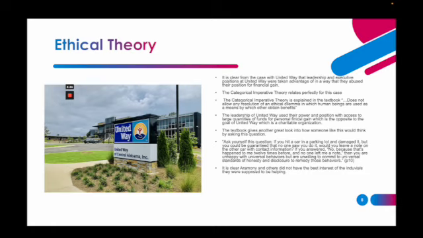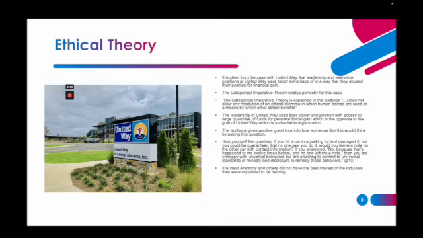Ethical theory. I mean, it is clear from the case with United Way that leadership and executive positions at United Way were taken advantage of and abused their position for financial gain. So Aramoni, the chief financial officer, who was indicted on all those crimes, clearly used their position in an improper manner. The categorical imperative theory relates to this perfectly, and I think it fits exactly what they were doing.